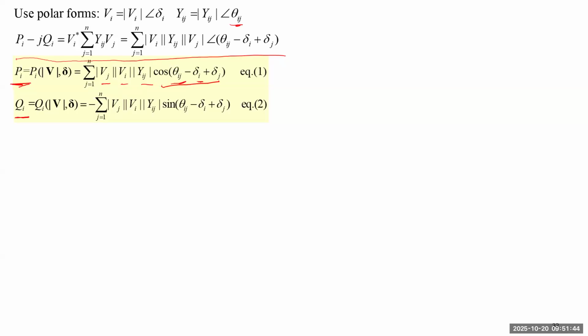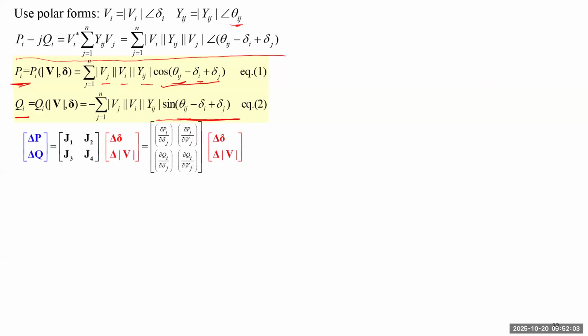The second equation is to calculate Q. This one will involve the sine functions. We call the two equations equation 1 and equation 2. And we'll decide which equation to utilize for our calculation. Okay, so our goal is to find the Jacobian. Once we know the Jacobian, you can start to iterate.